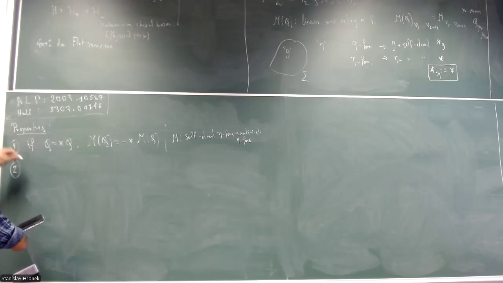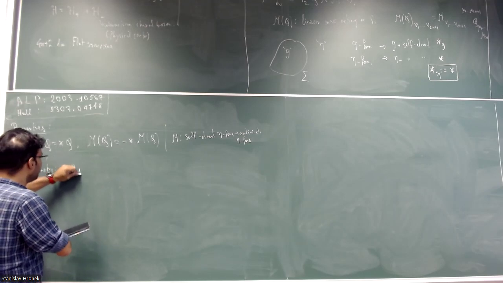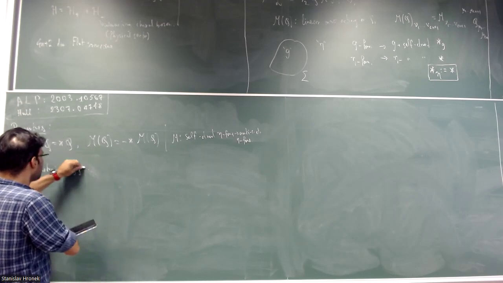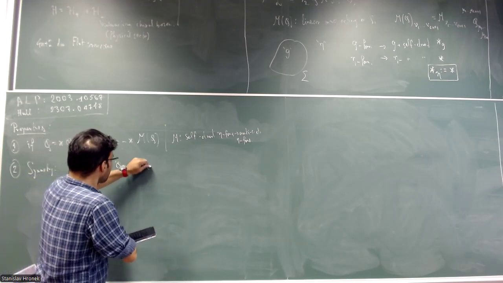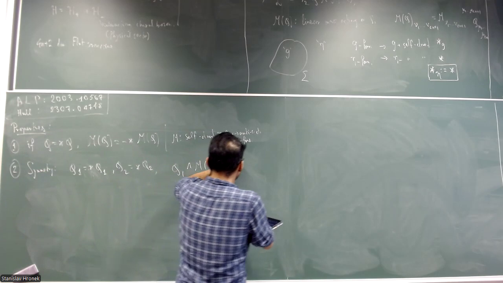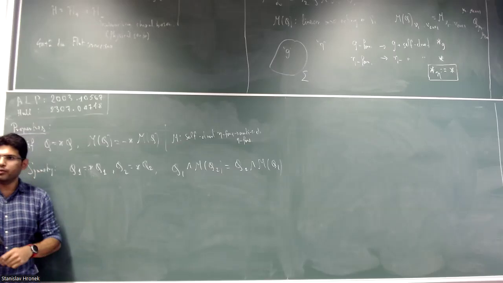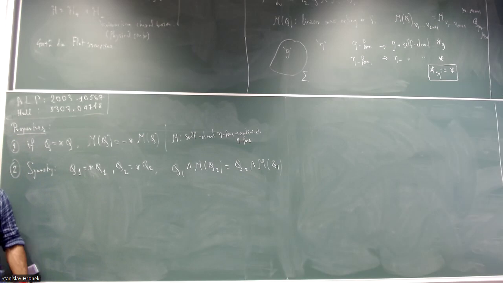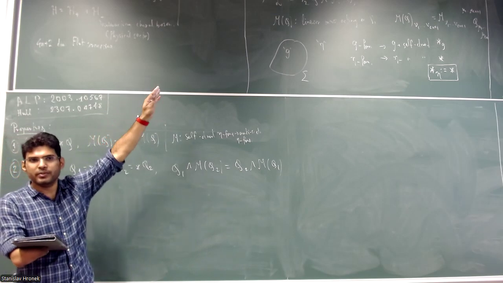The second property is a kind of symmetry property. Symmetry in the sense that if we have two self-dual eta forms, Q1 and Q2, then this bilinear is symmetric under the exchange of Q1 and Q2. So this explains why I got a half in front of Q within Q.